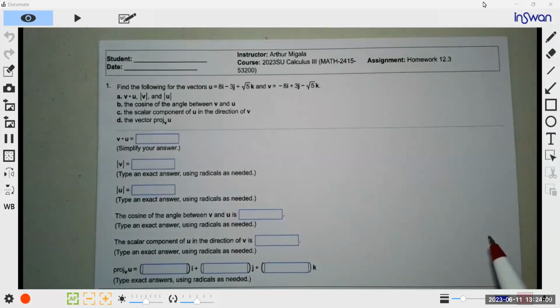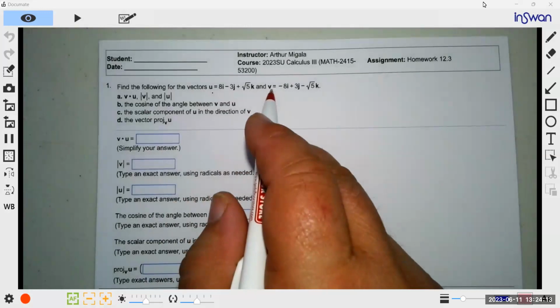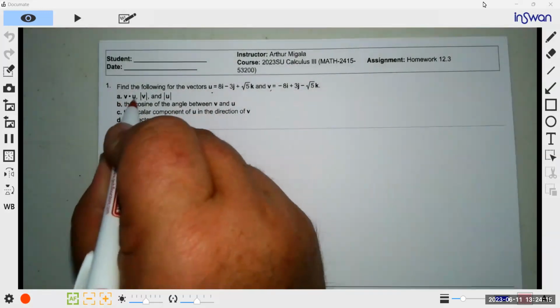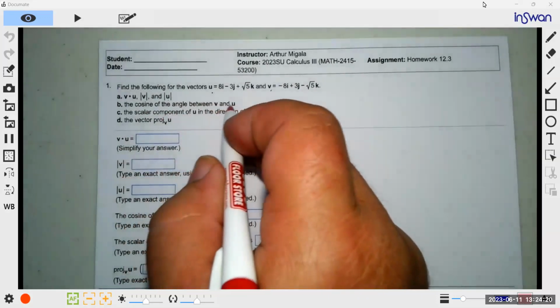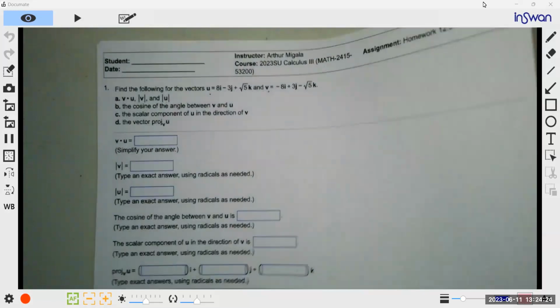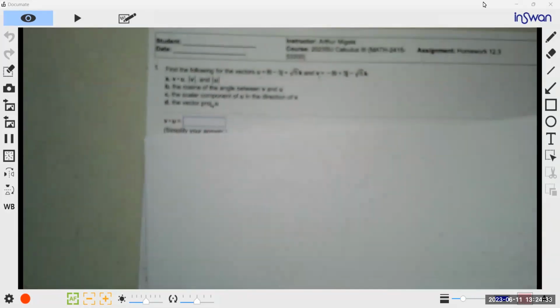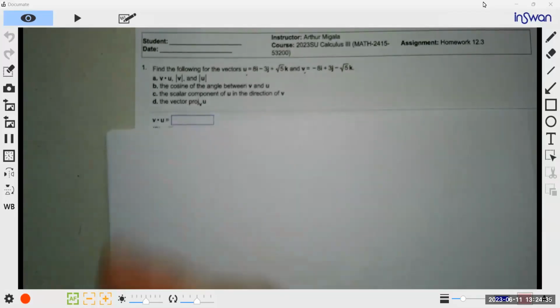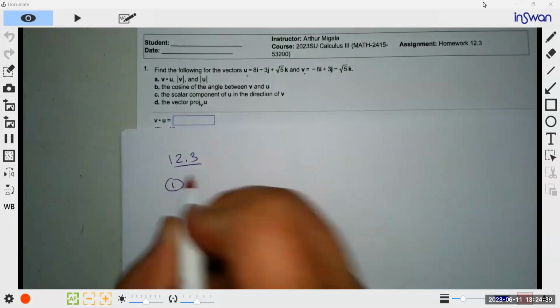All right, let's get to the first question. It says find the following for the vectors u and v. So we have to find the dot product, the magnitude, and the cosine of the angle. For this one, I'm going to use paper. All right. So 12.3, number 1.